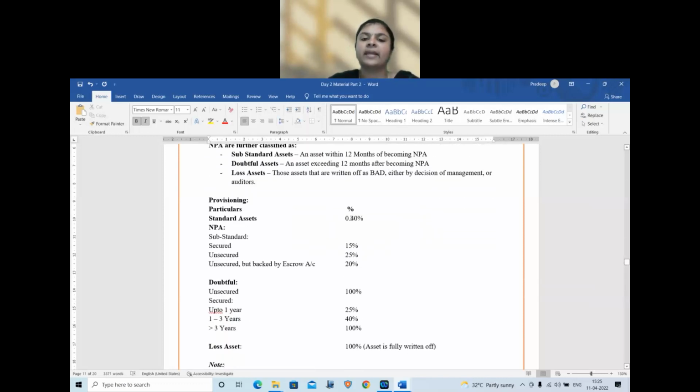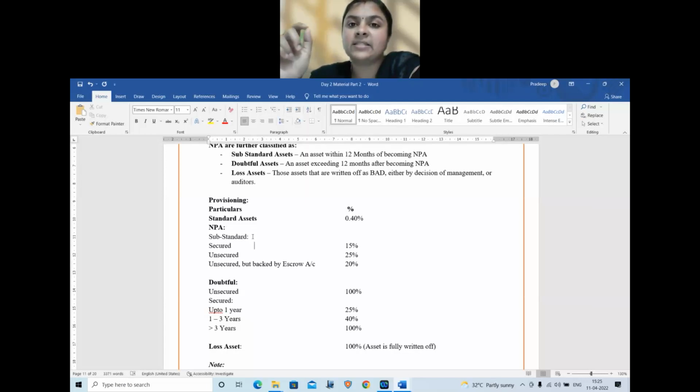Provisioning norms, quick recap. Standard assets 0.4%. For NPA, after this 90 days, we are going to classify them as substandard, doubtful and loss. What is substandard? 12 months time after the declaration of NPA, which is after completion of 3 months, after completion of 90 days, I will be taking the 12 months criteria, in which if it is secured, 15%. If it is unsecured, 25%.